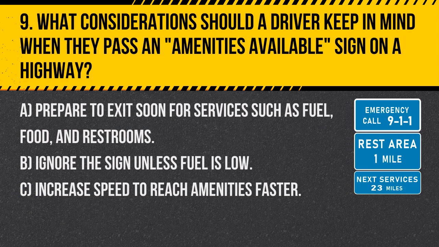Question 9. What considerations should a driver keep in mind when they pass an amenities available sign on a highway? A. Prepare to exit soon for services such as fuel, food, and restrooms. B. Ignore the sign unless fuel is low. C. Increase speed to reach amenities faster.